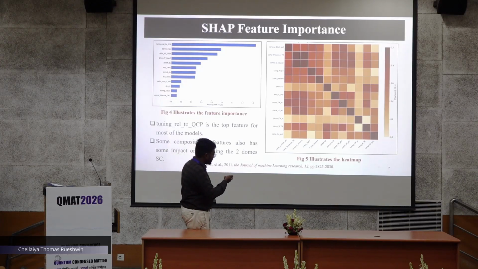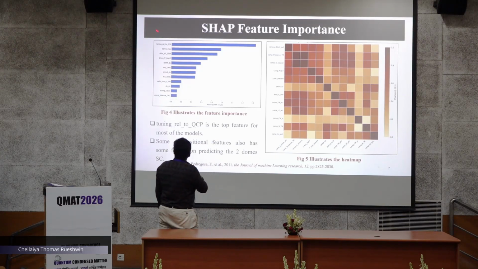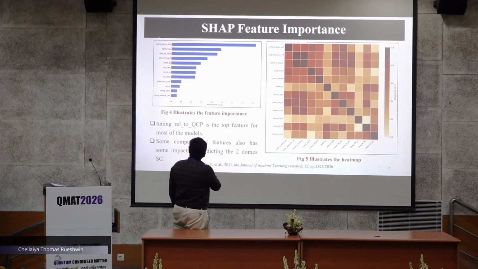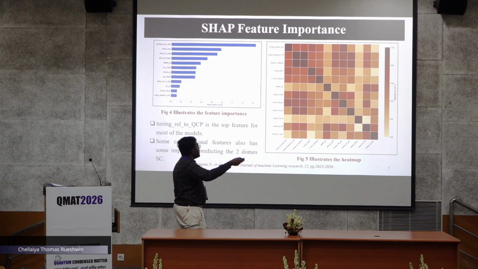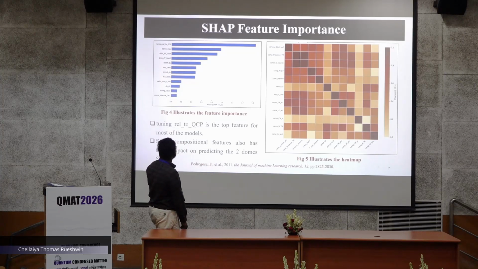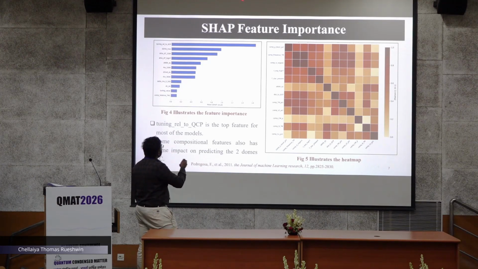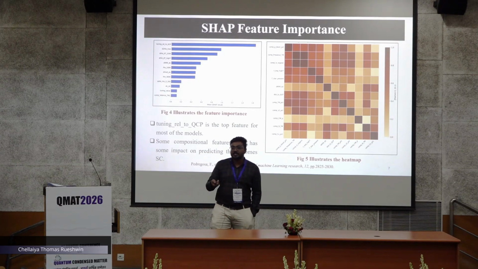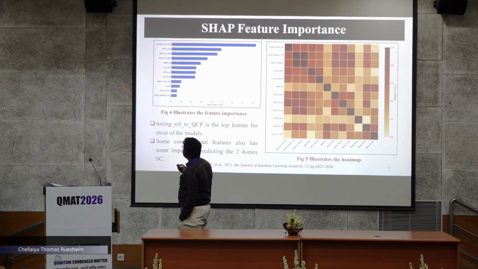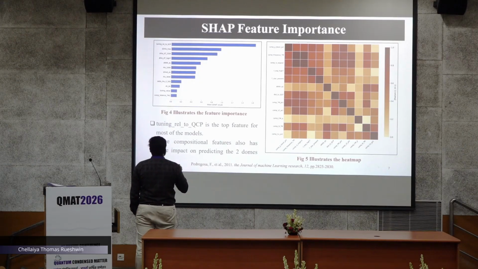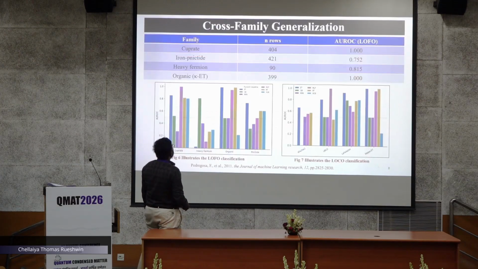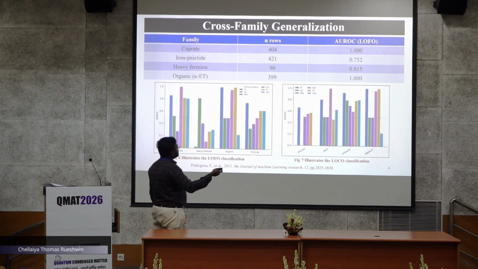The next one is the feature importance. Here you can see the first features. In the SHAP analysis, you can see the tuning related to the QCP, that means the distance to the QCP, is the prominent feature. That was what they mentioned in their 2016 work. Here you can also see some compositional features giving some importance. Next, the cross-validation, as I said, LOCO and LOFO.